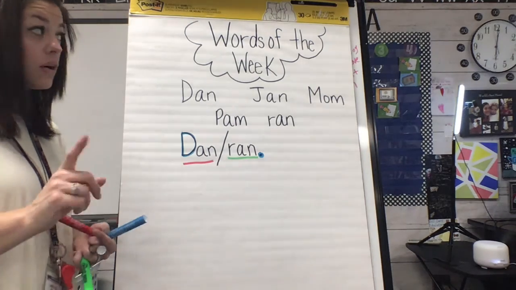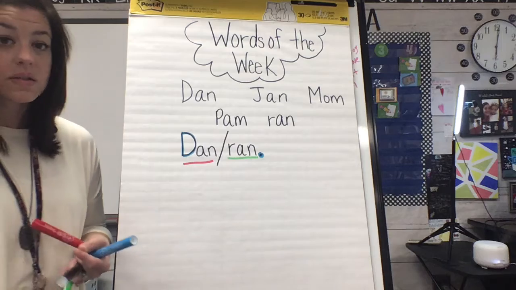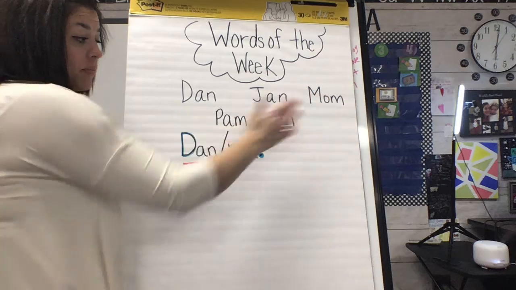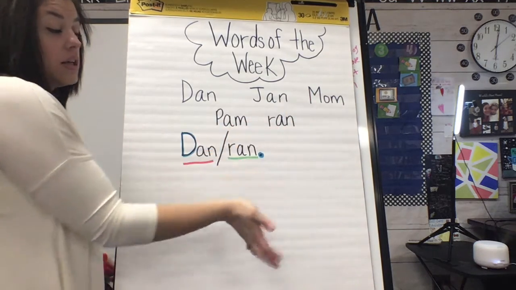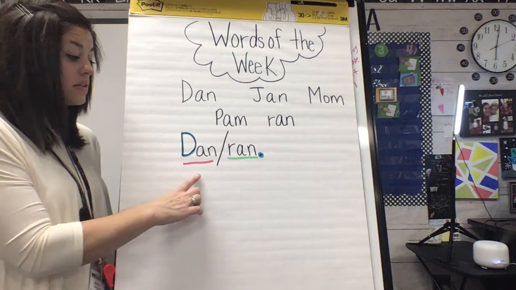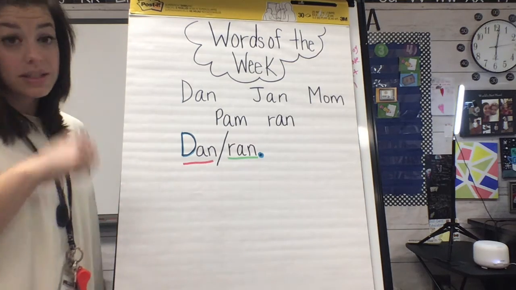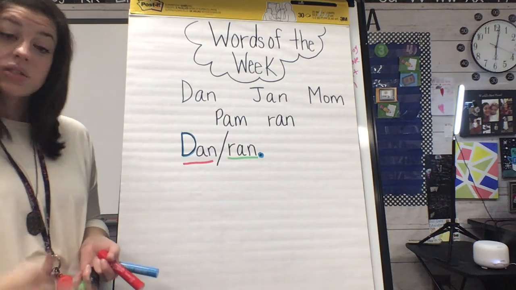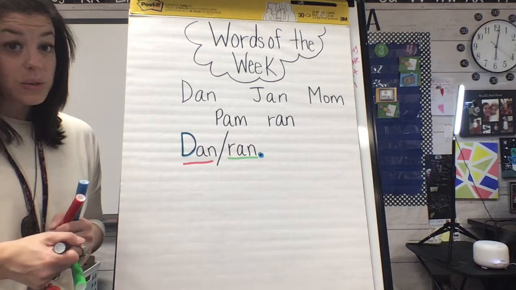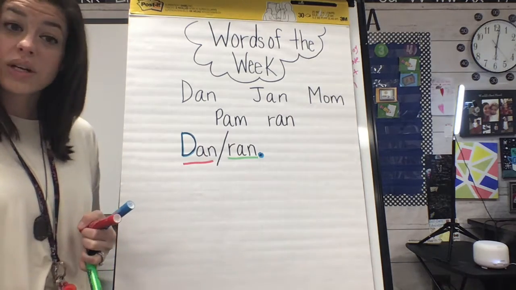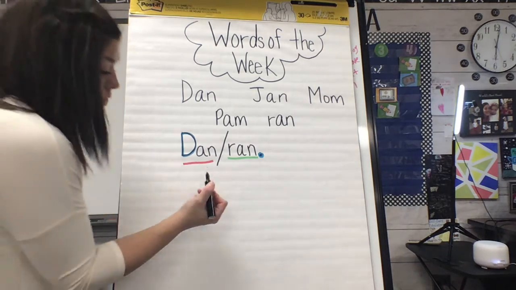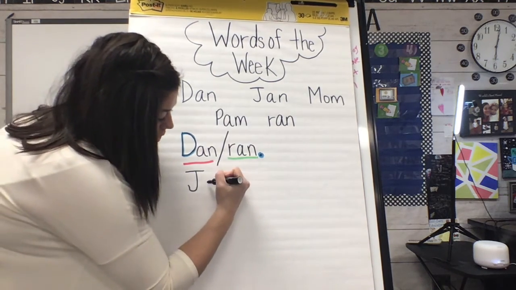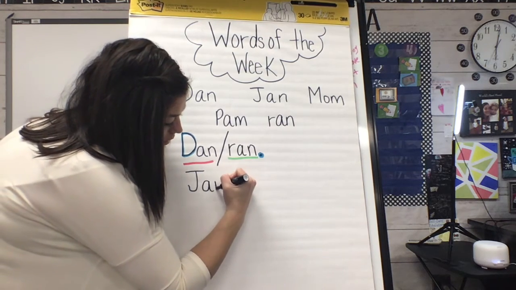So let's remember our words for the week before we start creating our sentence. Our words for the week are Dan, Jan, Mom, Pam, and ran. Yesterday we wrote Dan ran. Today, in today's sentence, we learned that Jan ran. So we're going to create our sentence for that. So we're going to say Jan ran. And what do we always begin with? Yep, we're always going to begin with a capital letter.